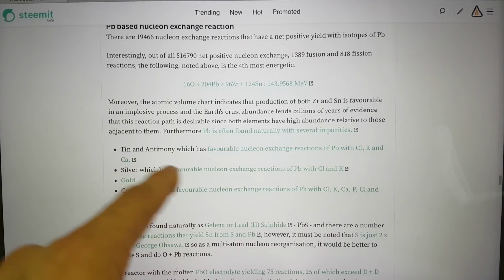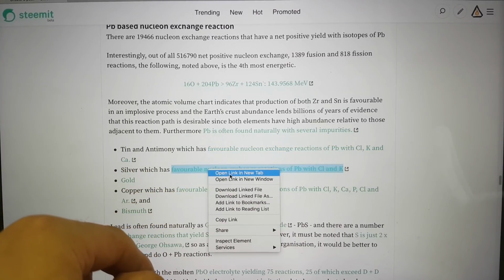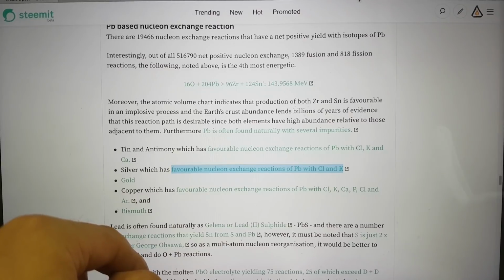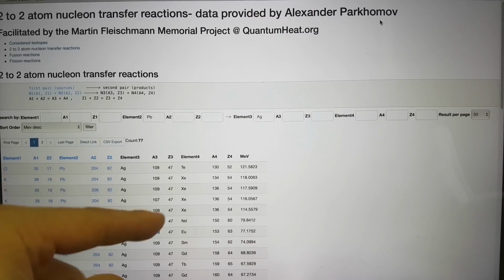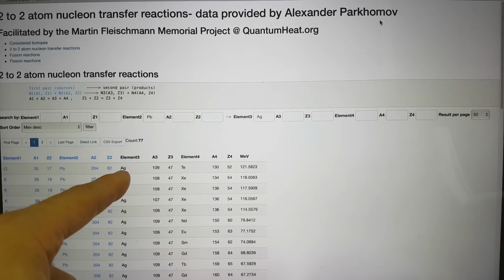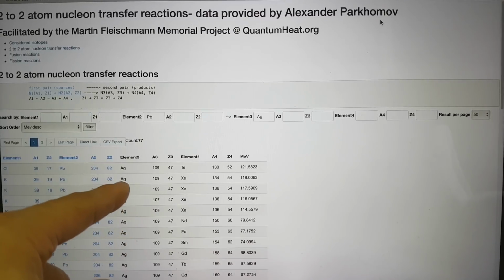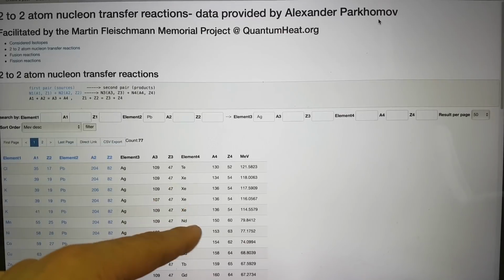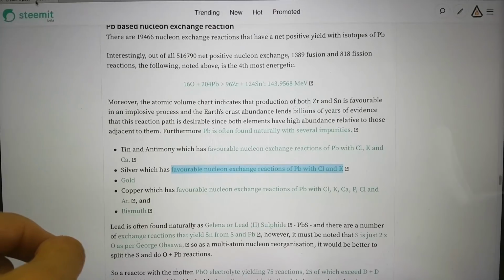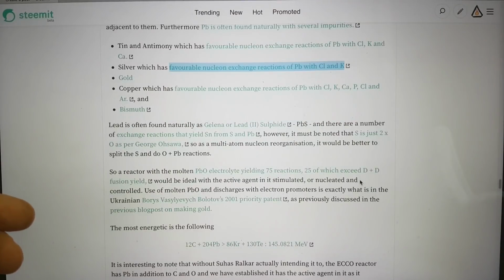Now silver, which is found, has favourable nuclear reactions with lead, and again we have chlorine here. So here we can see various reactions producing silver, and in the case of potassium with lead, you're getting silver and xenon. And you can go through the list and explore the data that I'm sharing here.